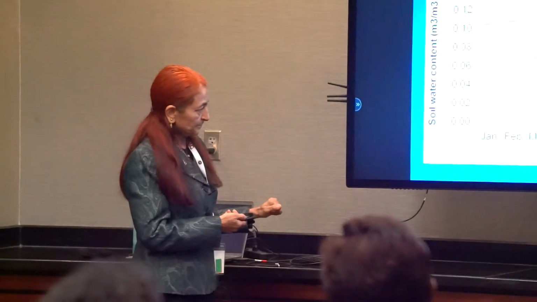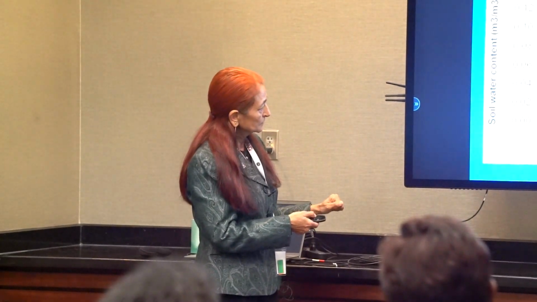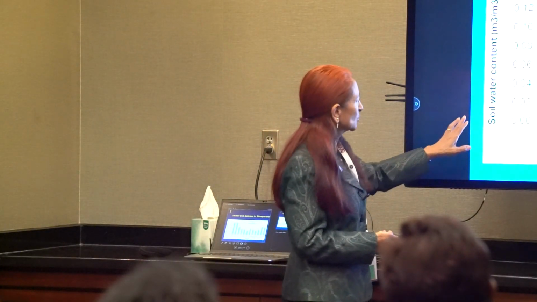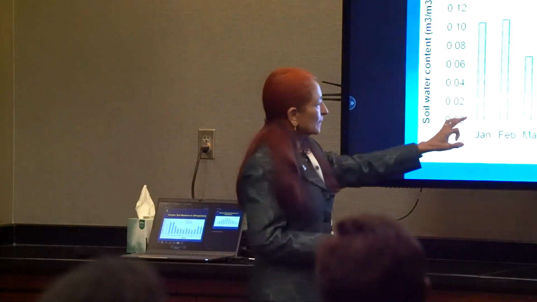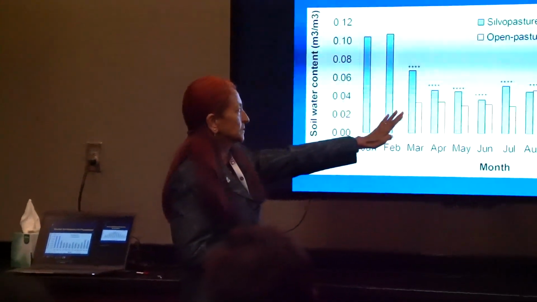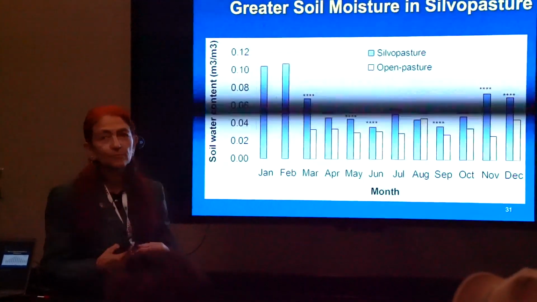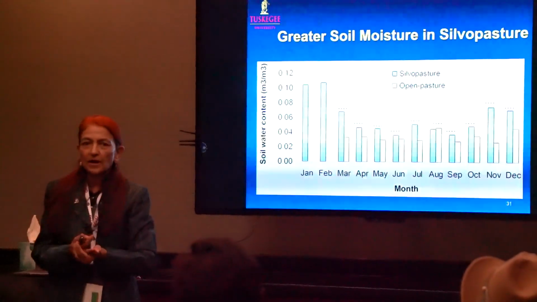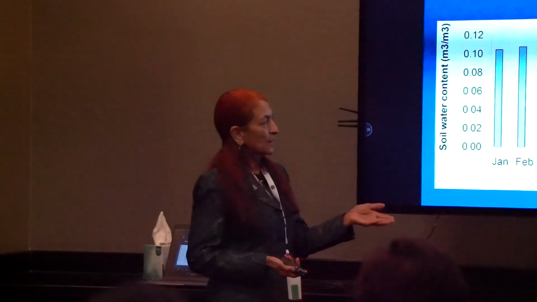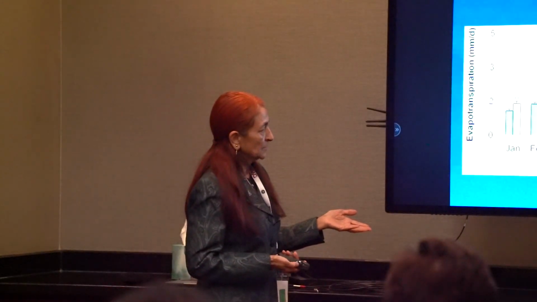And then soil water content is also higher in the silvopasture system compared to the open pasture system. When we are talking about drought and water scarcity and all that, maybe planting trees into the production system would be helpful to conserve water more than not planting trees.